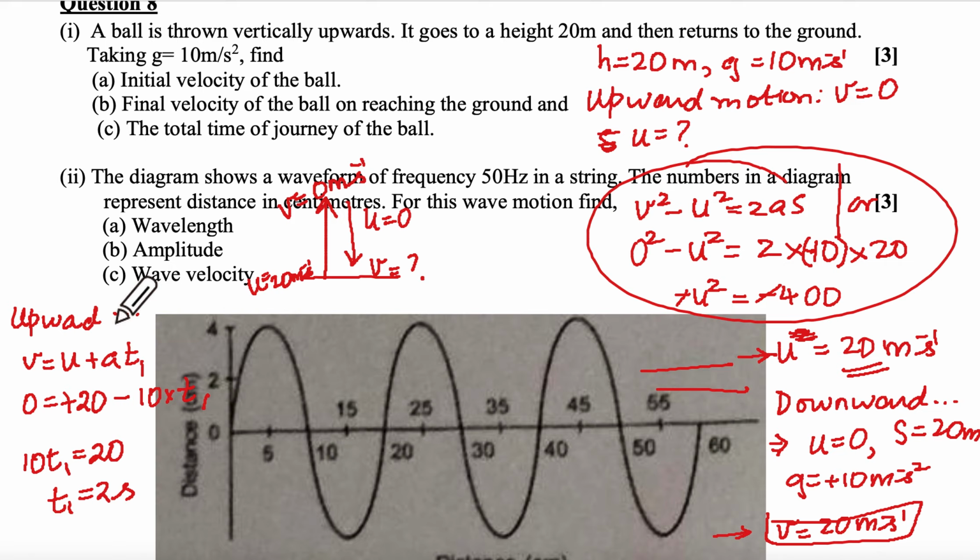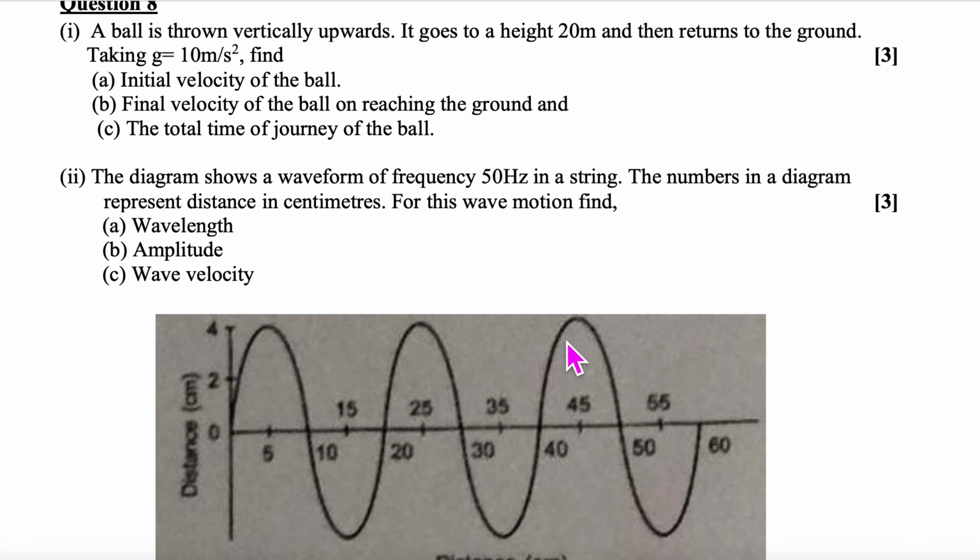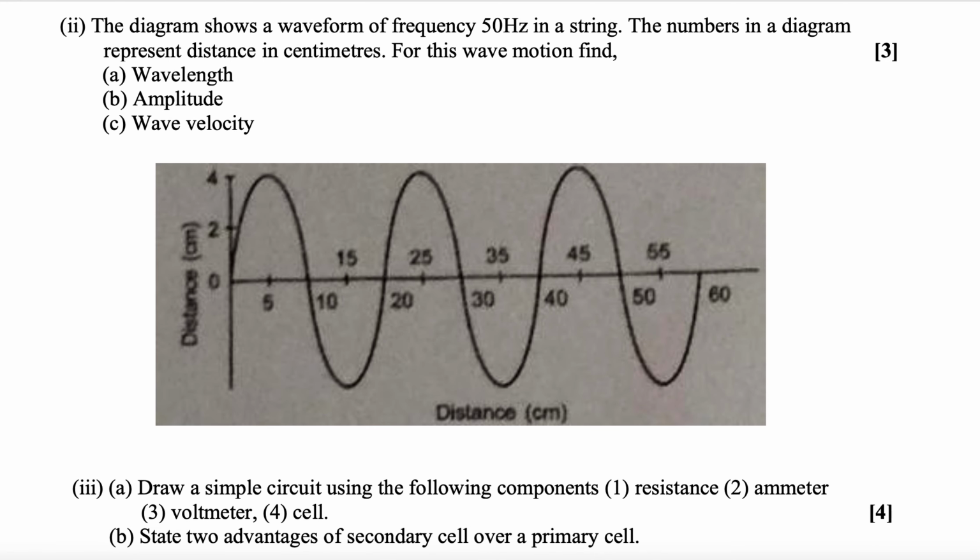Yes. You don't say that t1 equal to t2, although it is the correct thing. After this you will write the downward journey and you will write exactly the same thing. Okay, so you will have 20 will be equal to 0. Downward is coming down, no? So plus, it will be plus 10 and t2. So can you see again t2 comes out to be 2 seconds. Then the total time will be t1 plus t2.